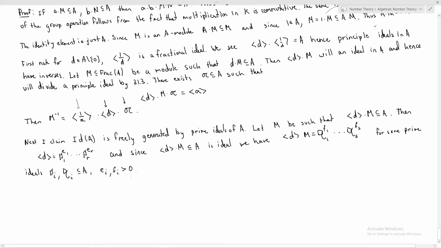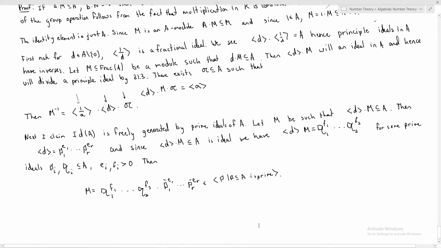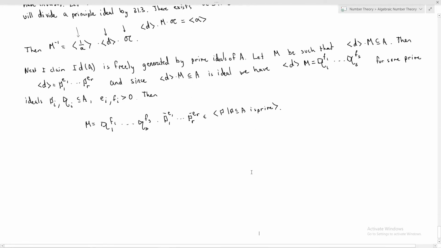Finally, we can see that M is basically just multiplied by D inverse. So we invert all these primes. It's going to be Q1 F1 through QS FS and then P1 E1 through PR ER inverse. Okay, and this is in the group generated by prime ideals. Okay, so this shows generation. Now we need to show basically linear independence of prime ideals, that this is freely generated. Okay.